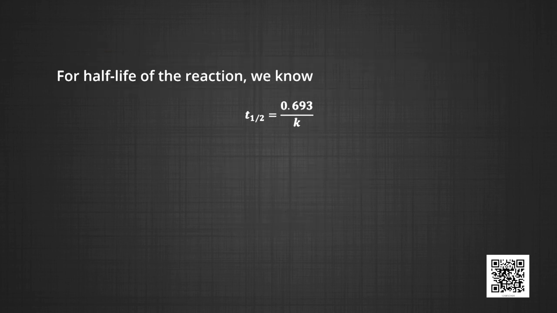For half-life of the reaction, we know that T half is equals to 0.693 by K. Now, just comparing the two expressions, T by T half is equals to 6.909 upon K into K upon 0.693. It comes out to be 10.